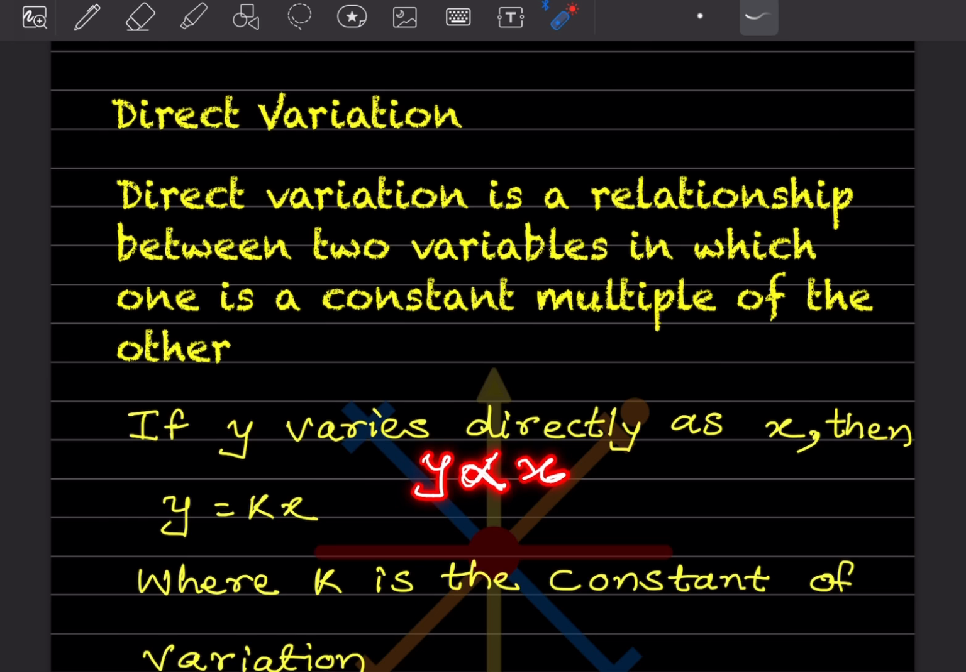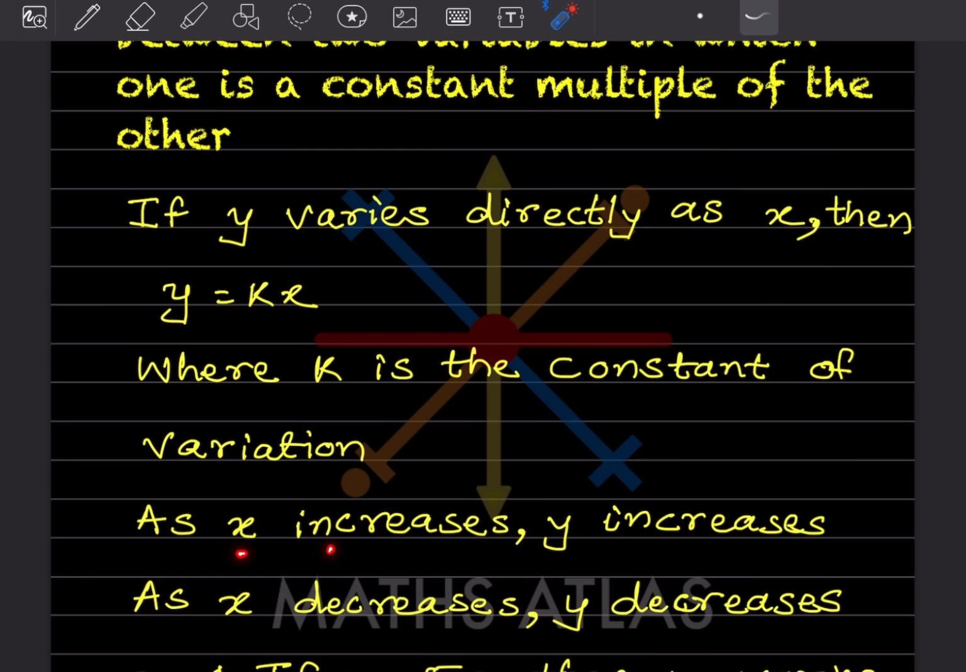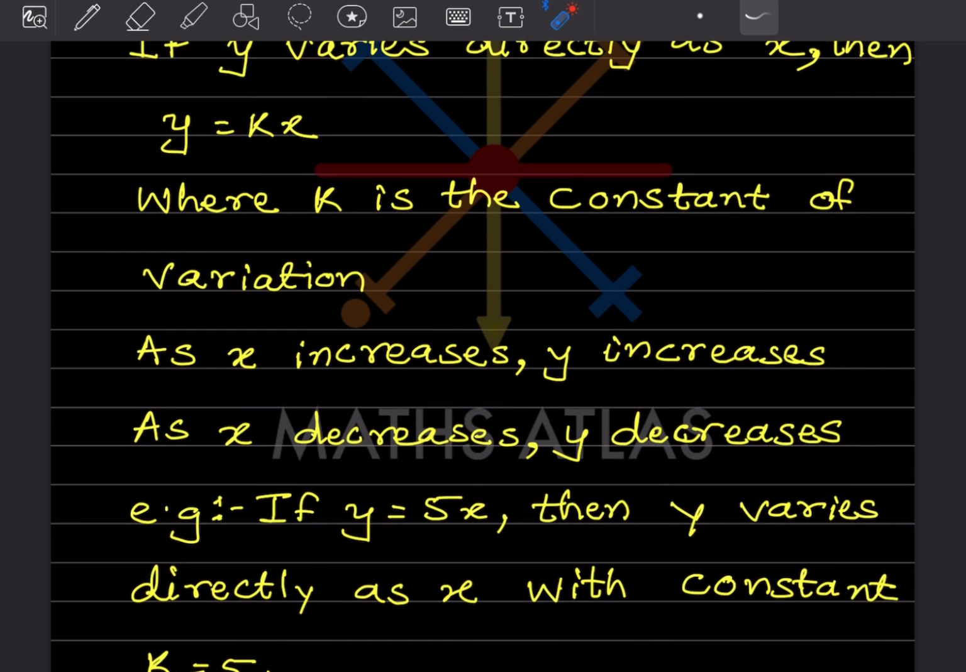So this is for varies directly. When we want to remove the sign, we use a constant, and here the constant used is k. So that will be y is equal to kx, where k is the constant of variation. In direct variation, as x increases, y also increases, and if x is decreasing, y also decreases. For example, if y is equal to 5x, then y varies directly as x with constant k is 5.